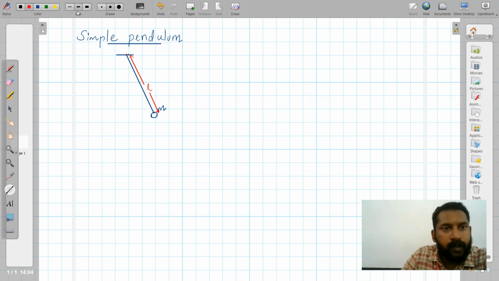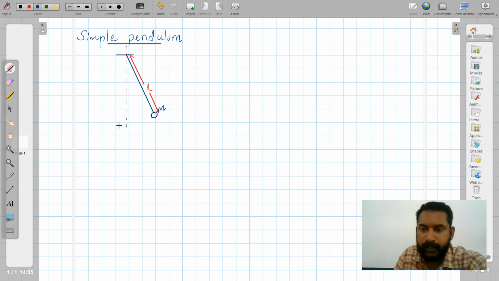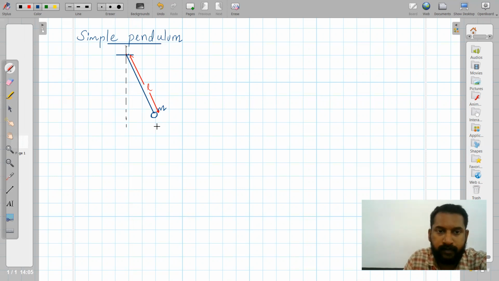Now, let the vertical direction be denoted like this. This is vertical, and I'll denote it in dots. The equilibrium position of the system is when the bob is at this position. What is meant by equilibrium position? It is the position at which the net force acting on the system is zero.